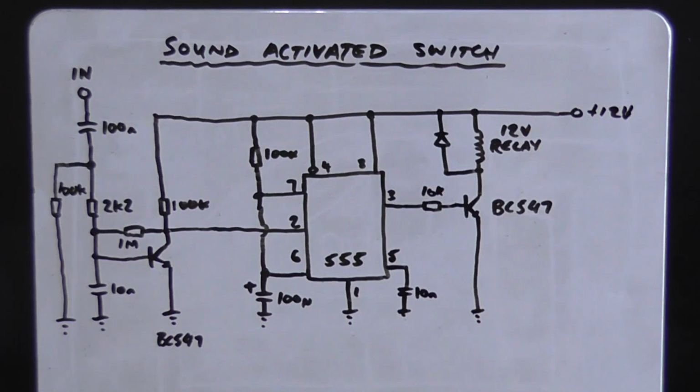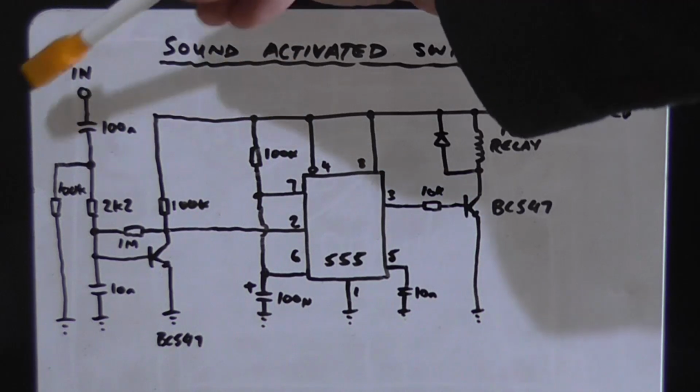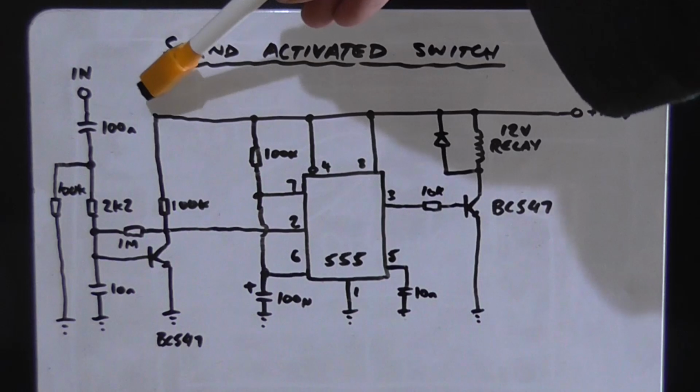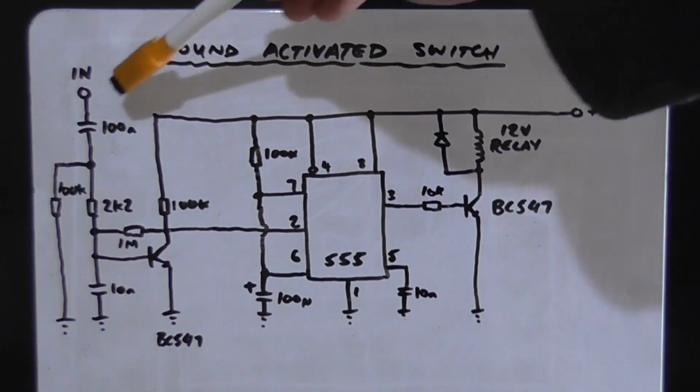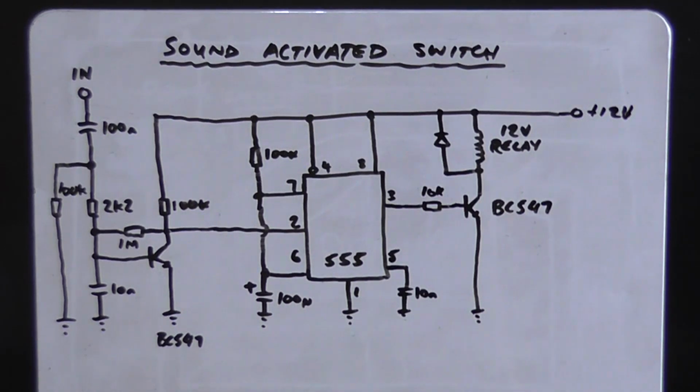And if you were to use a microphone that I've got here, well, the positive connects there, the negative of the microphone connects to ground, and you add a 10 to 22k resistor between the input pin here and the positive rail, and that will give you a sound operated switch using an electric microphone.